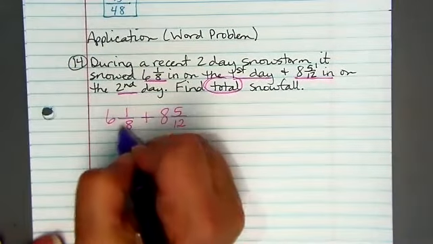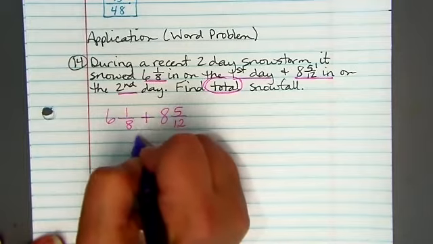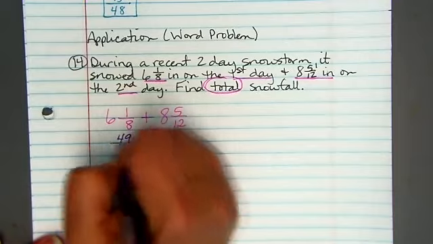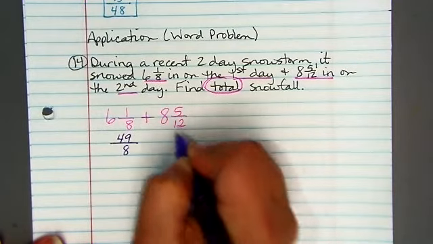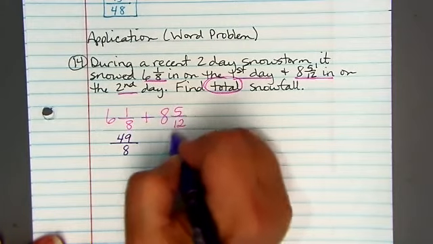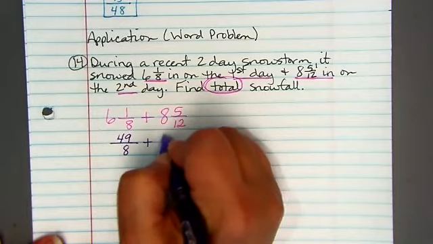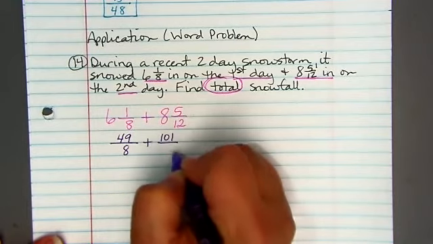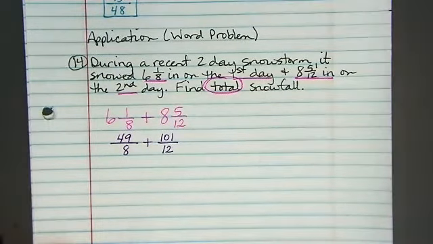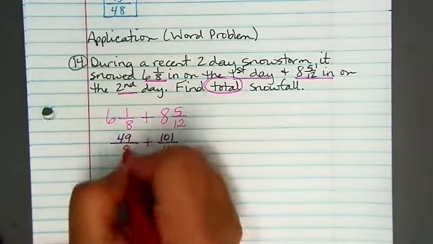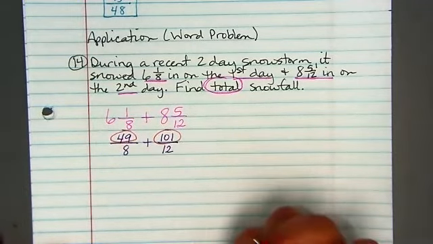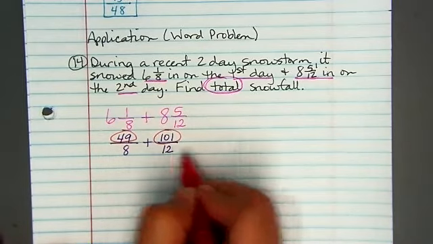So I'm going to be doing 8 times 6. We first change to improper fractions. 8 times 6 is 48 plus 1, so that's going to give me 49 over 8. 12 times 8 plus 5, that's going to give me 101 over 12. I'm just adding, so I'm going to add the numerators, and that's going to give me, oh, I can't do that yet. I've got to find a common denominator.